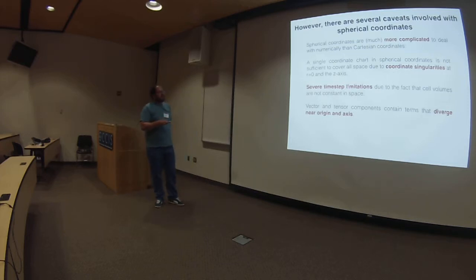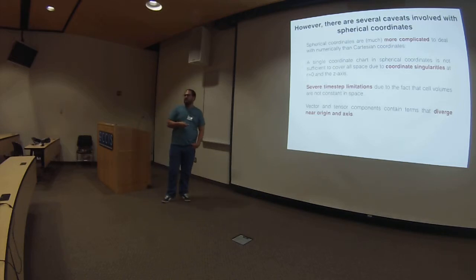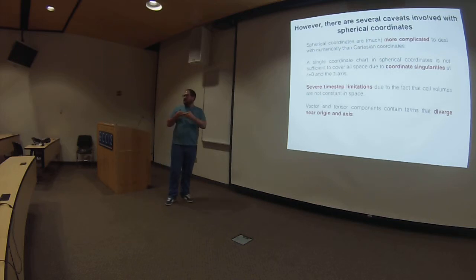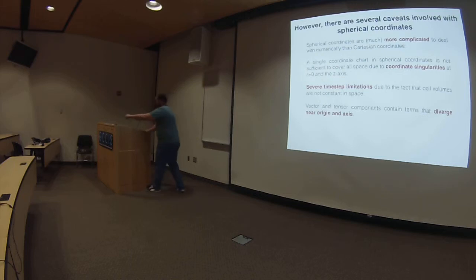If you can get around that, there's another problem you have to think about. There's a severe time step limitation due to the fact that the cell volumes in spherical coordinates are not constant throughout space. So going from the equator up to the axis, if you have the same number of points in phi, the cylindrical radius becomes smaller and smaller, but you still have the same number of points. So the distance between the cell points becomes smaller and smaller, and if you do hyperbolic PDEs, the distance between the cell points limits how far in time you can step ahead in a single step. So in spherical coordinates, you have to use very, very small time steps.